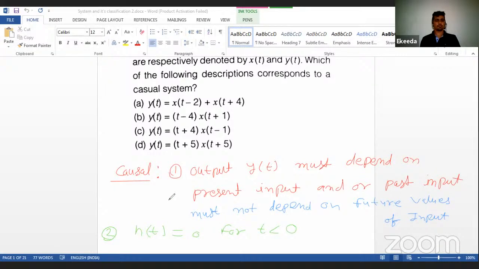From these two definitions, you can tell whether the system will be causal or not causal. So since we are given the input output relationship, we will use the first definition. You can see that input is x(t) and output is y(t). So here you can see that y(t) is depending on the future. Suppose I want to know the value of y(2), it will depend on the value of x(6).